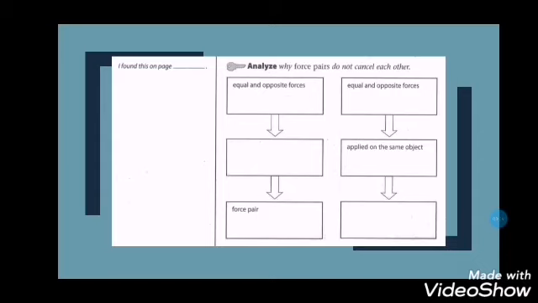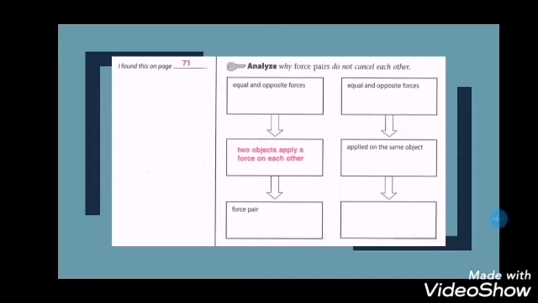Now, analyze why force pairs do not cancel each other. Since they are equal in size and opposite in direction, some of you might think, why don't we get balanced forces? So the answers are on page 71. Equal and opposite forces are applied by two objects, one on another. This is why they don't cancel each other.